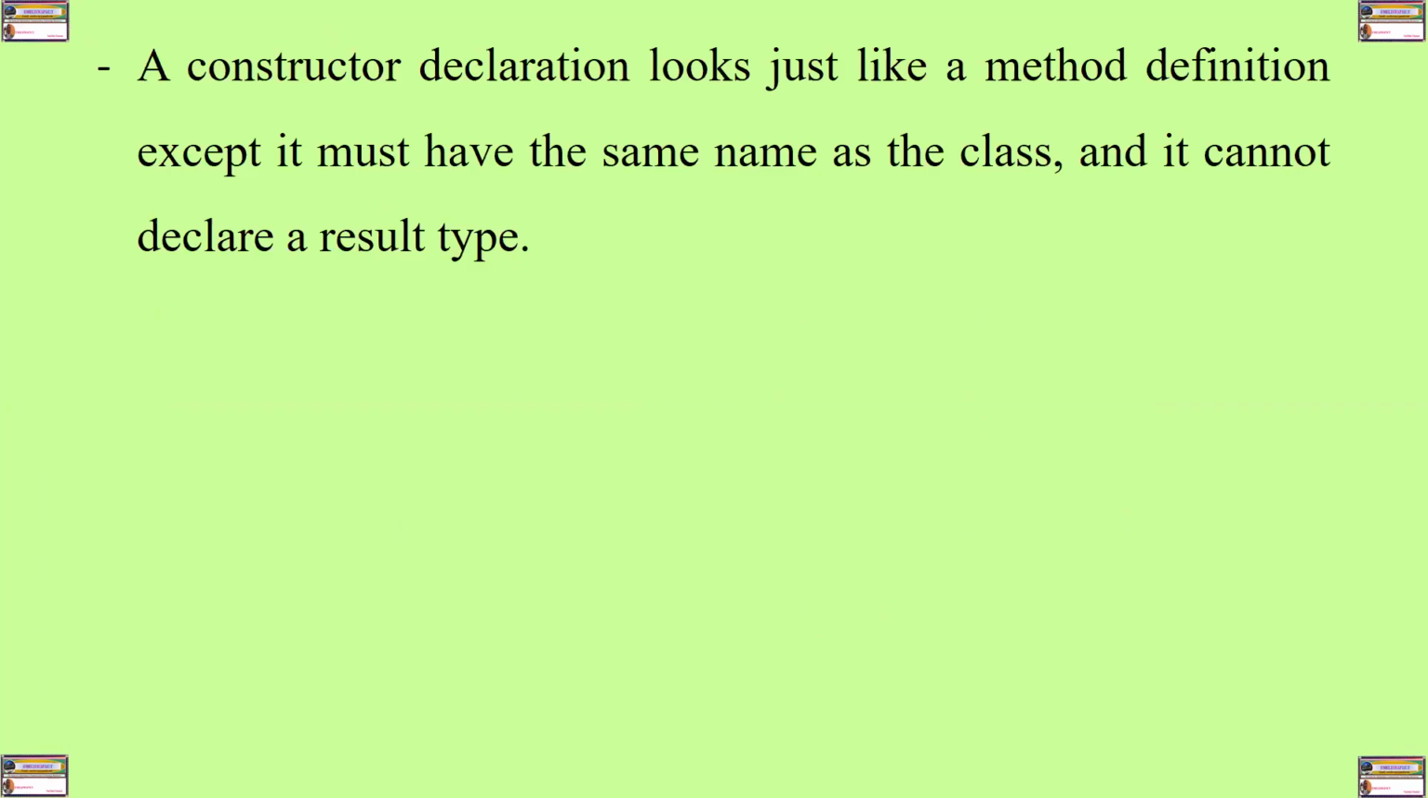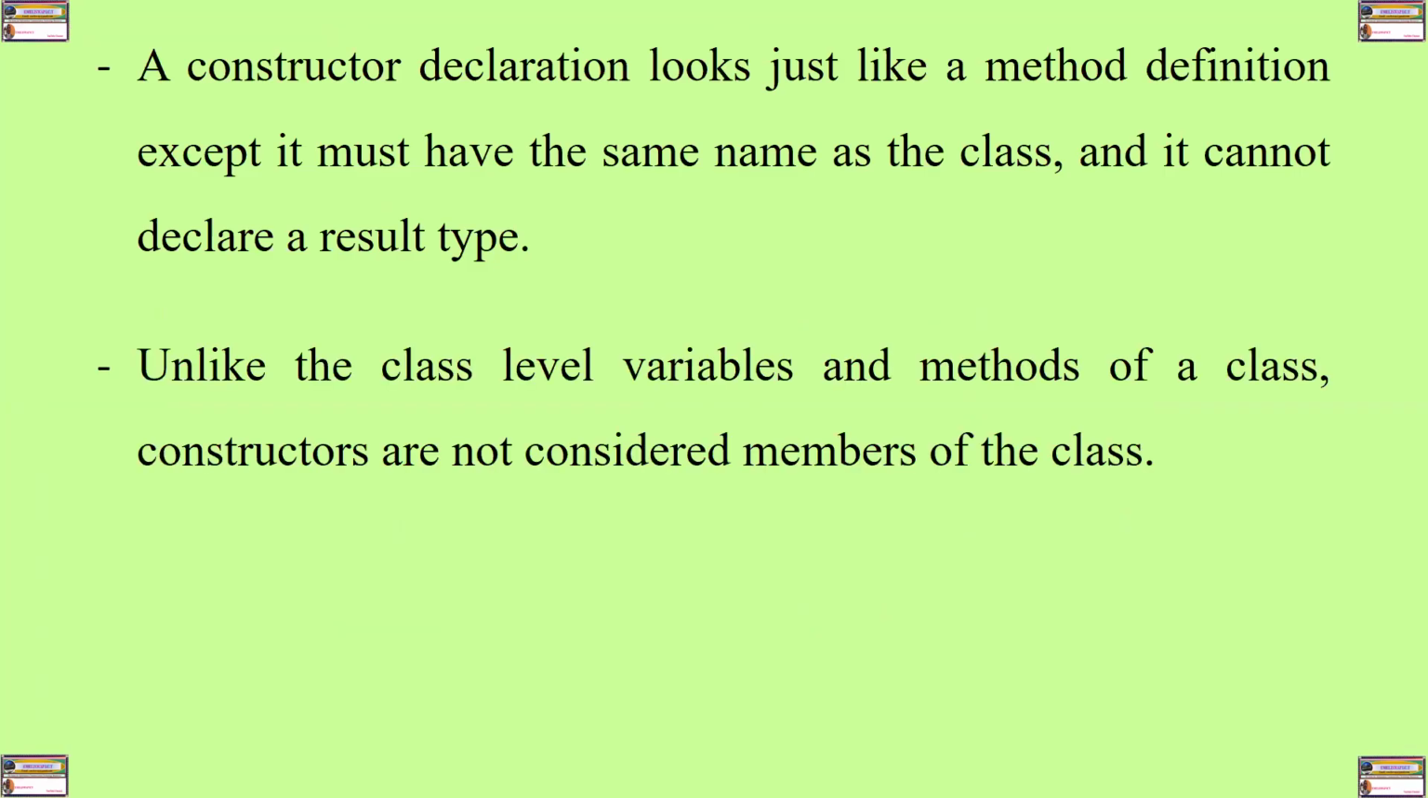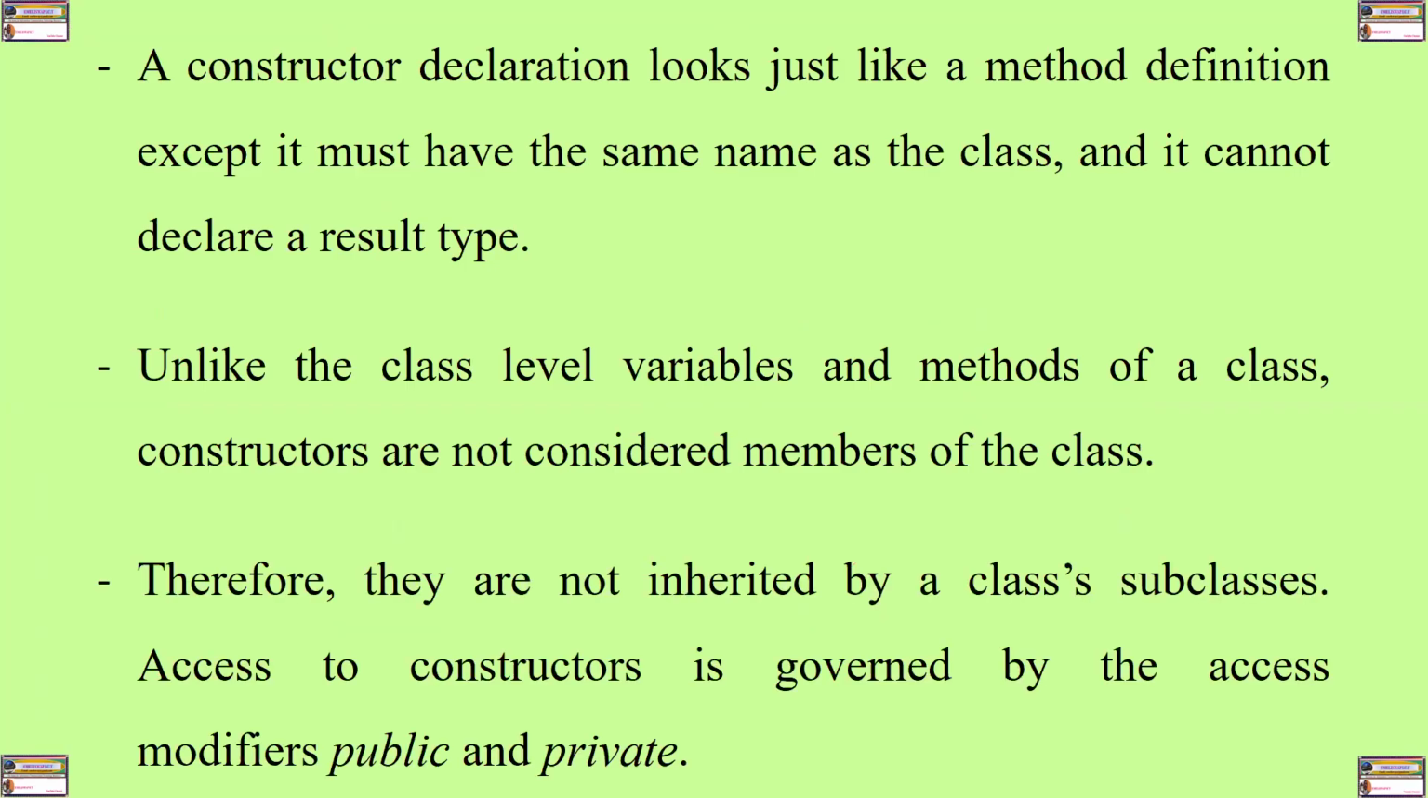A constructor declaration looks just like a method definition, except that it must have the same name as the name of the class, and it cannot declare a result type. Unlike the class-level variables and methods of a class, constructors are not considered members of the class. Therefore, they are not inherited by a class's subclasses. Access to constructors is governed by the access modifiers, which are public and private.